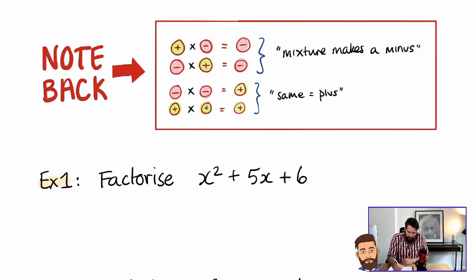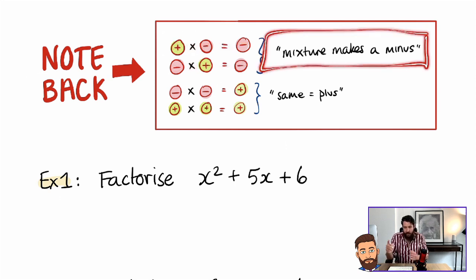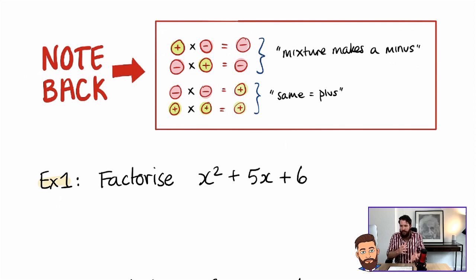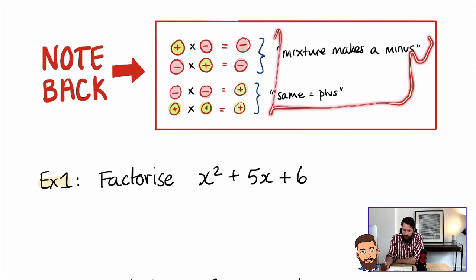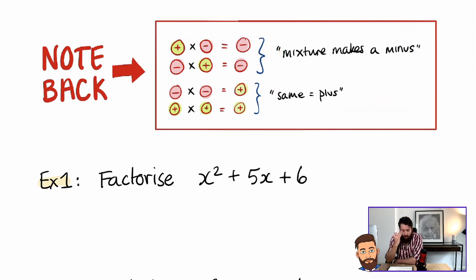So all I've put here is a positive times by a negative gives a negative, a negative times by a positive gives a negative, and all you need to remember is a mixture of signs, a positive and a negative, are always going to make a minus. A mixture makes a minus. If you multiply together those two things, you will always get a negative. And then a minus times a minus is a plus. And a positive times a positive is a positive. So what does that mean? That means that if they're the same, it's a plus. If you can remember those two sentences, you're going to be absolutely fine.